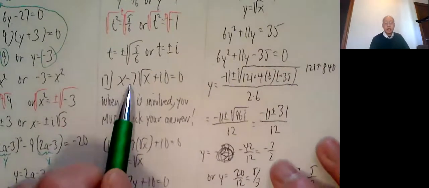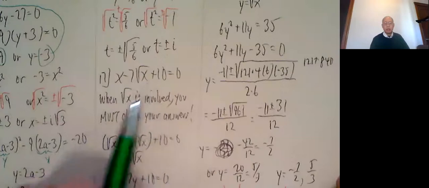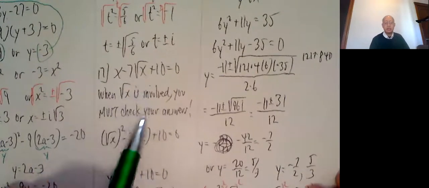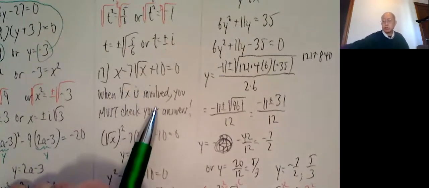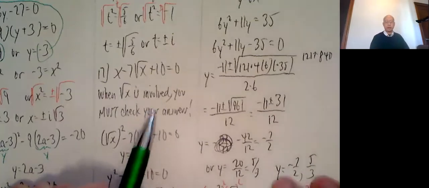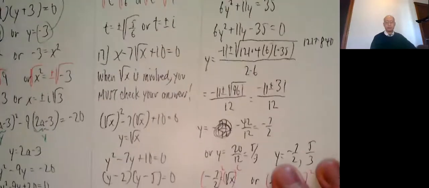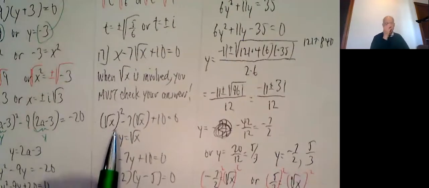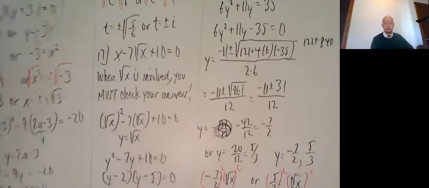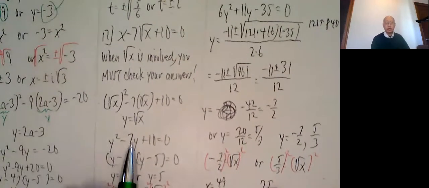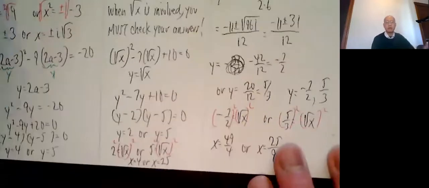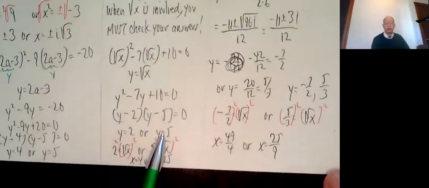Okay, x - 7 radical x + 10. Tricky thing, when radical x is involved, you must check your answer. You might get a solution which is not really a solution, it's a fake solution. So double check your work here. I'm going to write this as the square root of x squared. Then I can make the substitution y equals radical x. y^2 - 7y + 10 = 0. (y - 2)(y - 5) = 0. So y = 2 or y = 5.